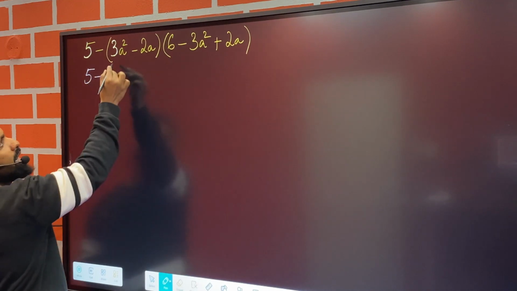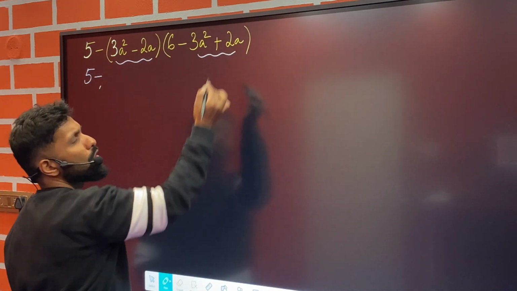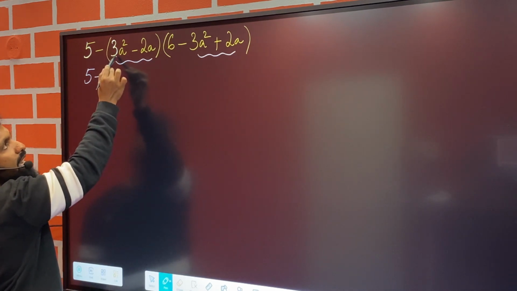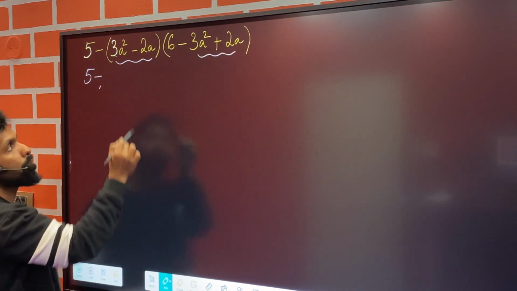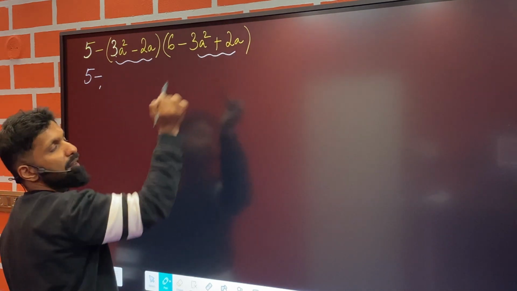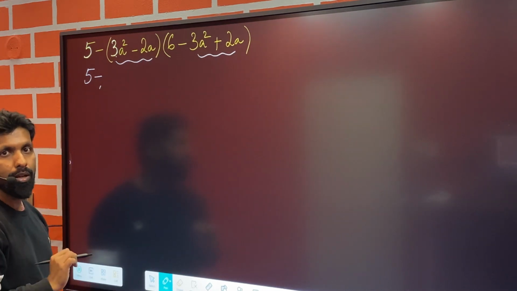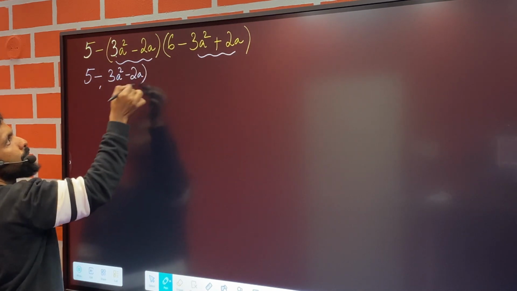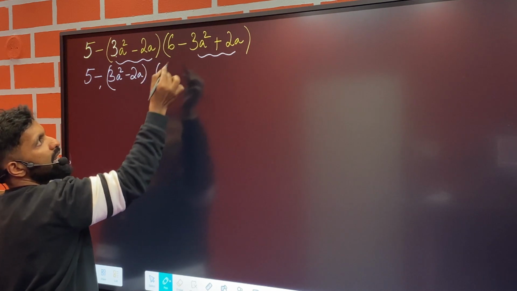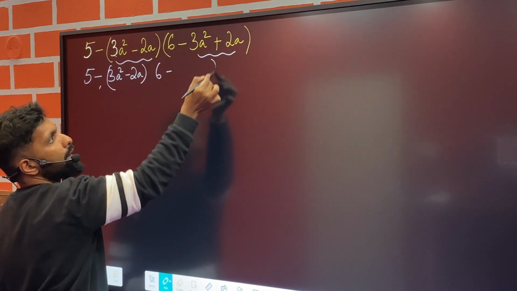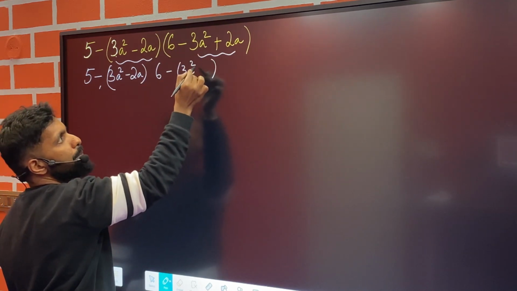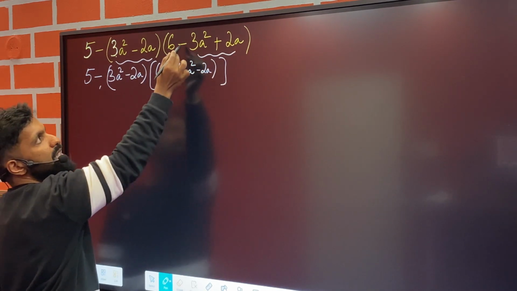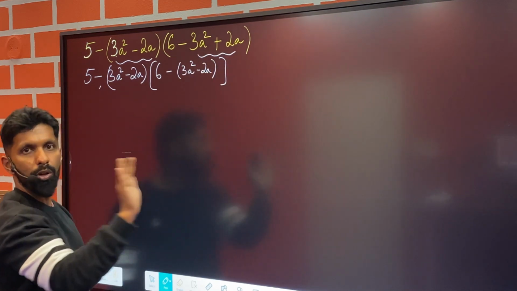5 minus. Now this and this almost look the same. But what's the difference here? I have a plus 3a square here, but here I have a minus 3a square. I have a minus 2a here, I have a plus 2a here. So something is mismatching. So what do I do? I copy this as it is. In this bracket, I remove a minus sign common. Now can I write it as 3a square minus 2a? Have I changed anything? Minus into plus is minus, minus into minus is plus. So the question remains the same.